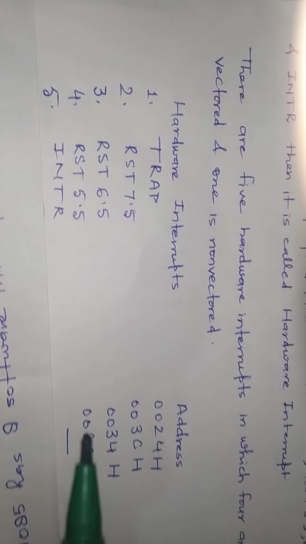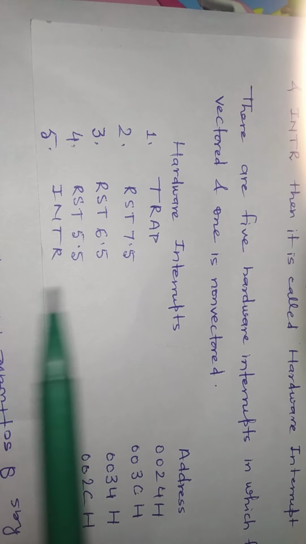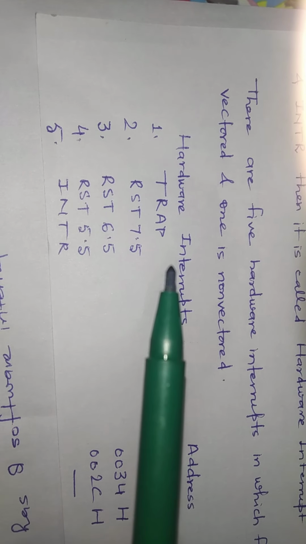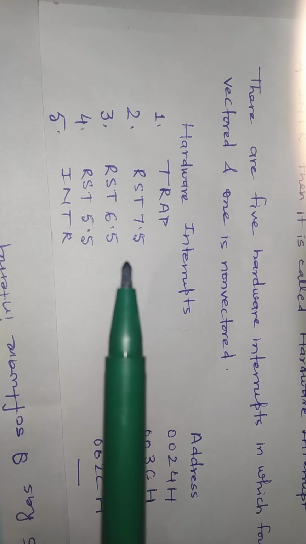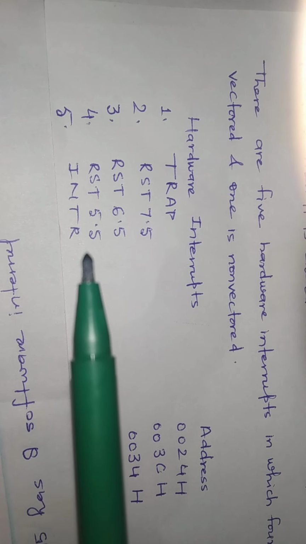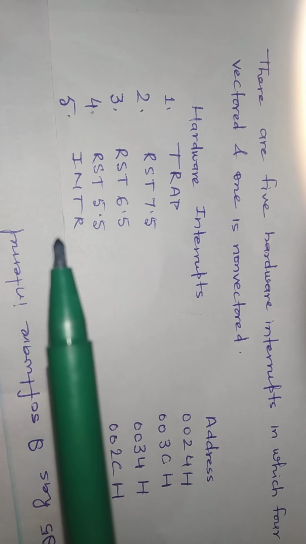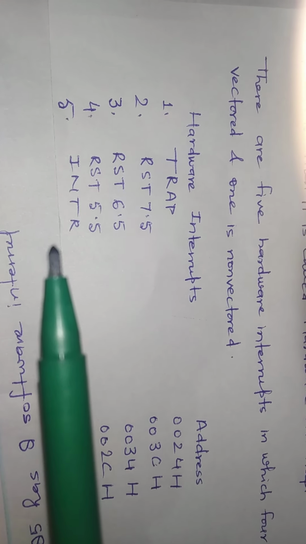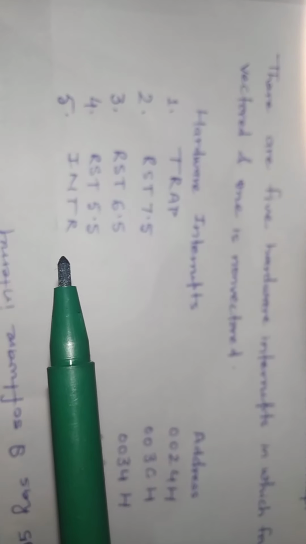Priority order of these interrupts is the same here. Trap is non-maskable interrupt and it has highest priority. After that RST 7.5, 6.5 and 5.5 and then lowest priority interrupt is INTR. Except trap, all the other hardware interrupts are maskable interrupts.